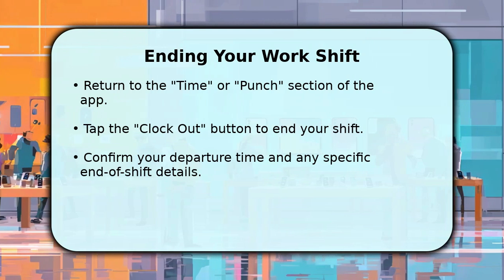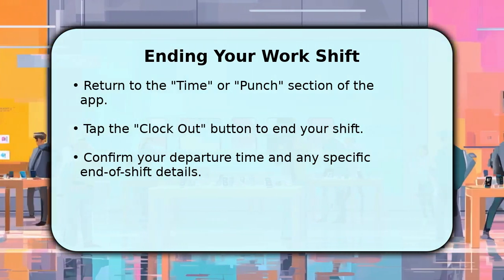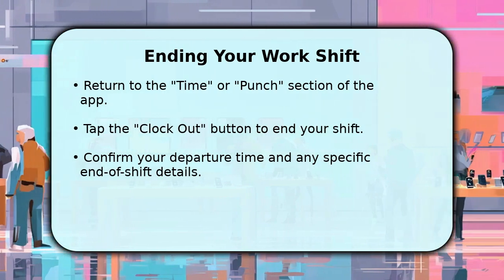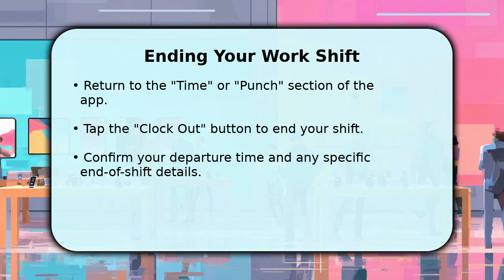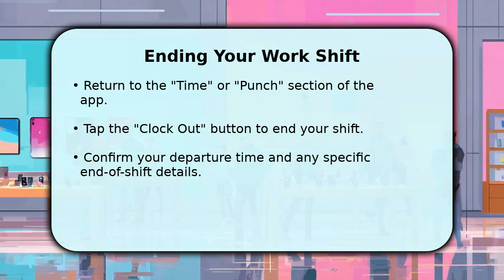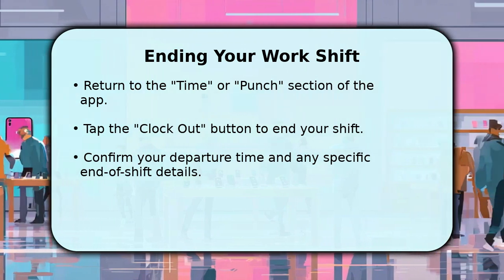You will now see a clear Clock Out button available. Tap this to mark the end of your workday. The app might ask you to confirm your departure time or select specific end-of-shift details. Always ensure you receive a final confirmation message, signaling that your clock out has been accurately recorded.